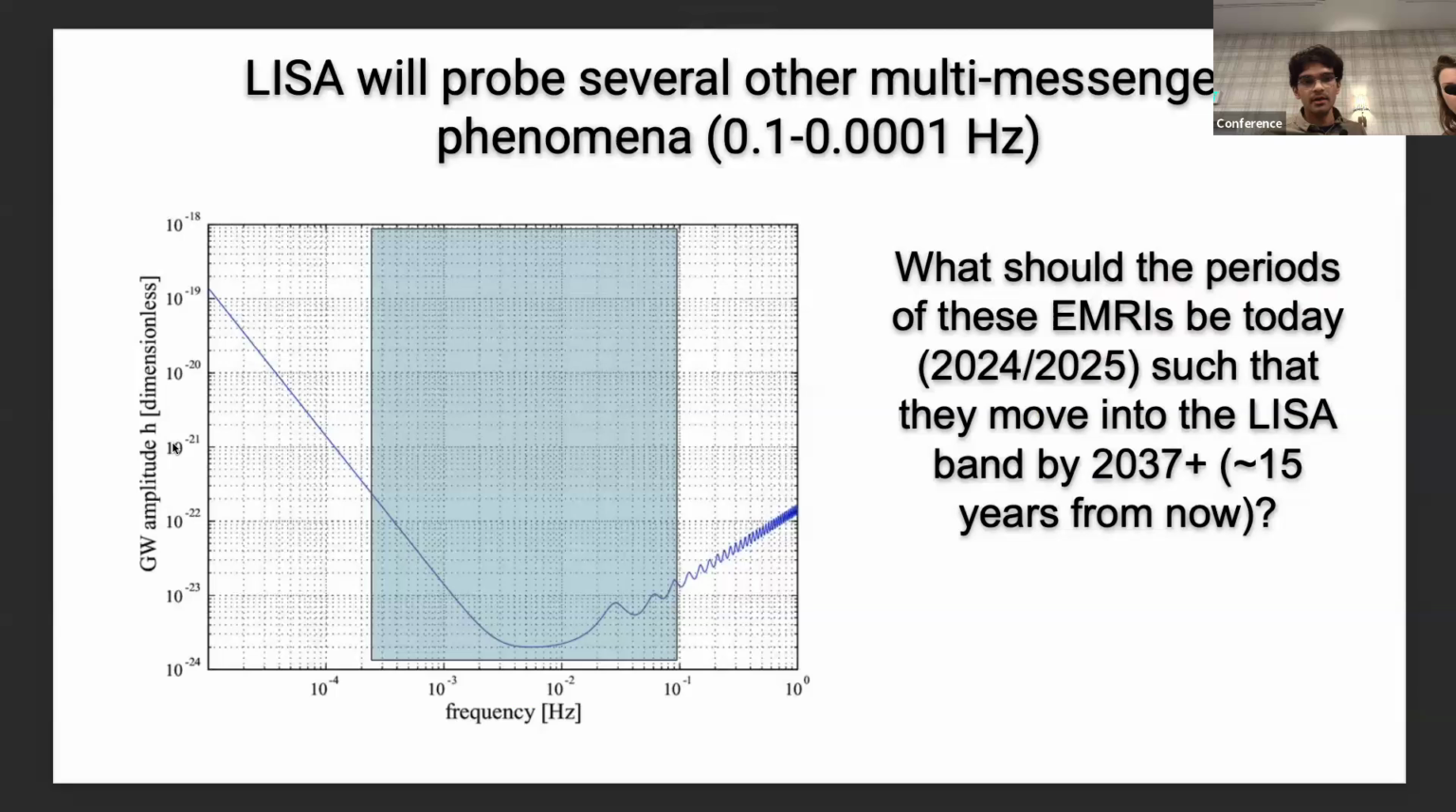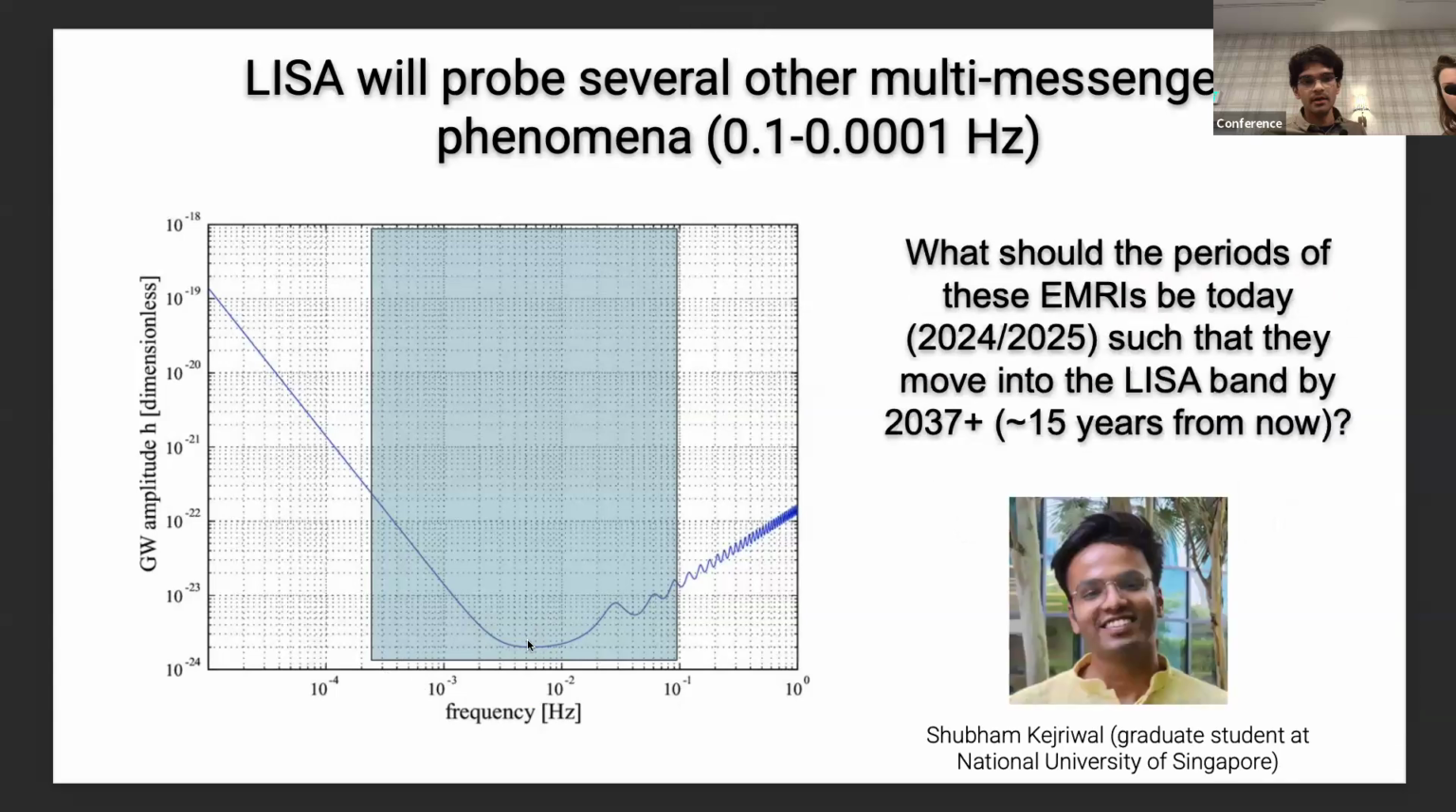This is just a sense of what the sensitivity curve for LISA would look like. As you can see, it covers frequencies from a few times 10 to the minus 4 down to 0.1 hertz. So the big question is, what do we need the periods of these systems to be now so they can move into this sweet spot right here, where the sensitivity is the best? That is the question we were trying to answer. That's what Shubham was trying to do.